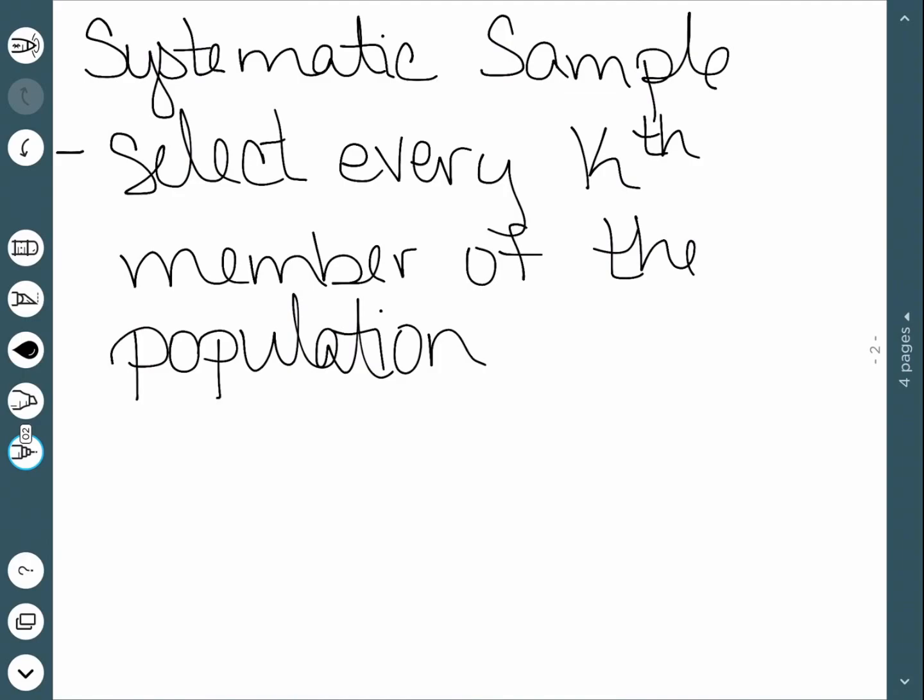You can occasionally see systematic samples when we're doing security checks and random security checks. They'll pick a number and look at every 10th person, or whatever the number happens to be. In addition, it's very common for quality control. When we have an assembly line that is creating something, we'll pull every 1,000th or every 10,000th item off the line to test it for defects. And so we see this a lot in quality control.